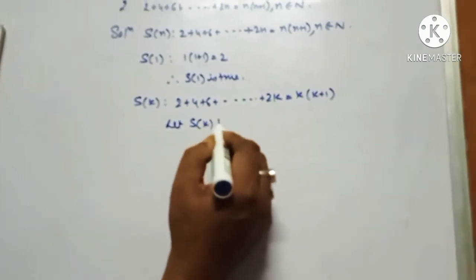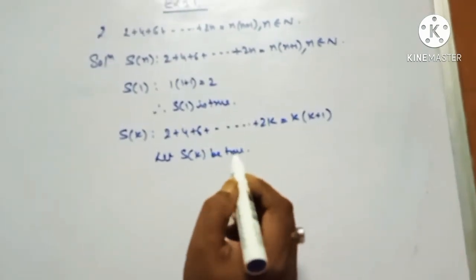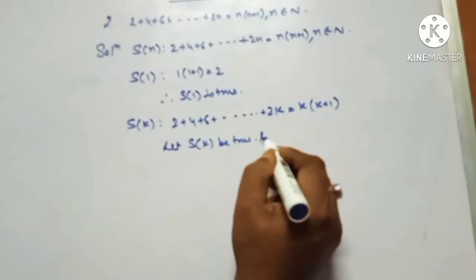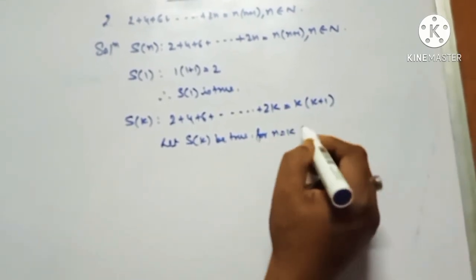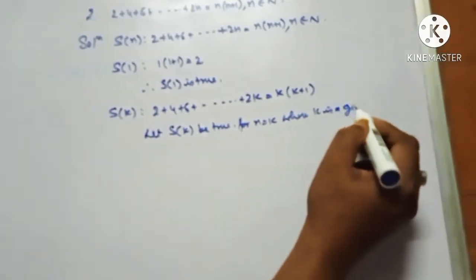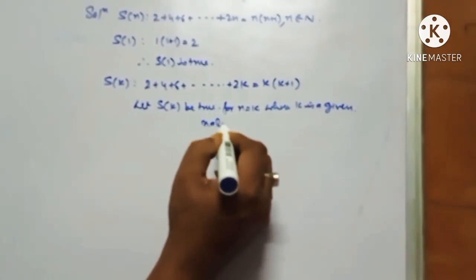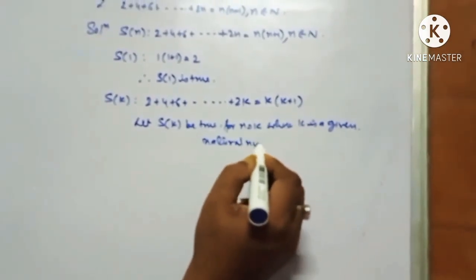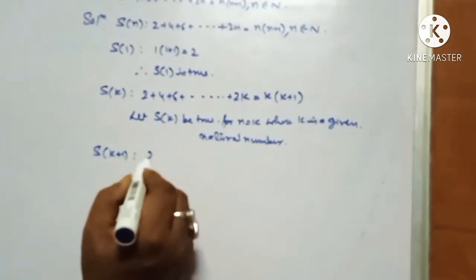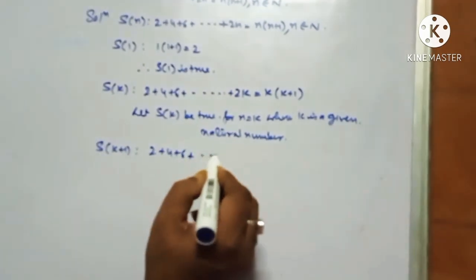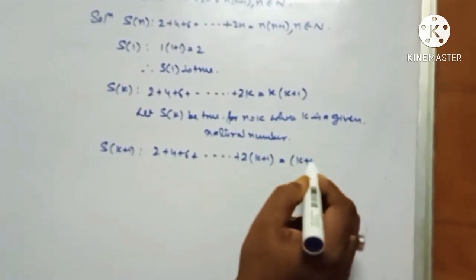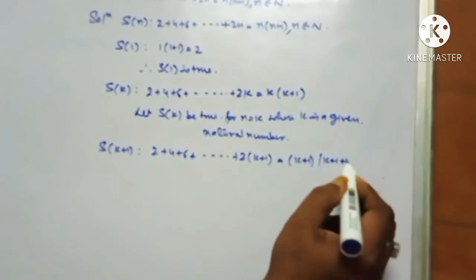Now let Sk be true for n is equal to k, where k is a given natural number. Now we are going to Sk plus 1: 2 plus 4 plus 6 plus dot dot dot plus 2 bracket k plus 1 is equal to k plus 1 into k plus 1 plus 1.